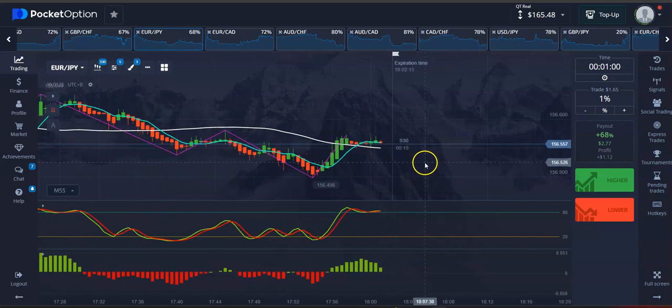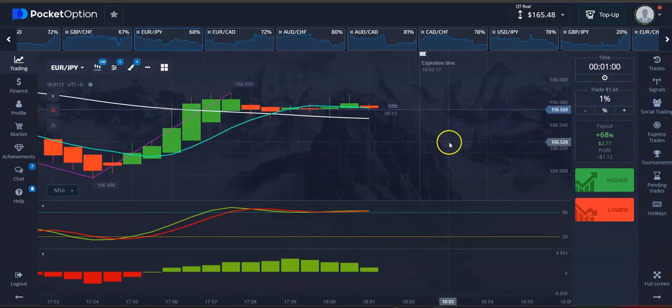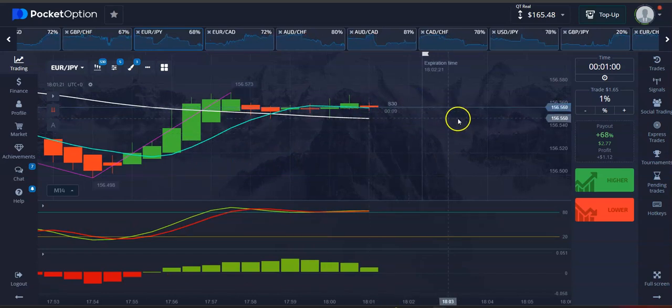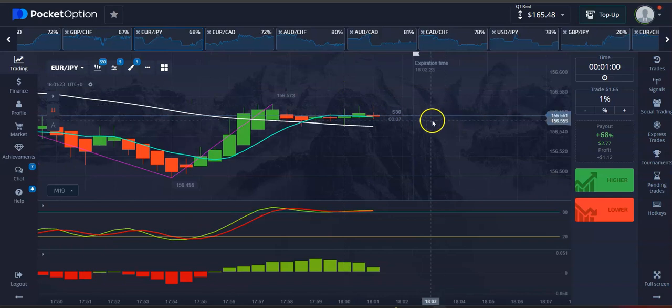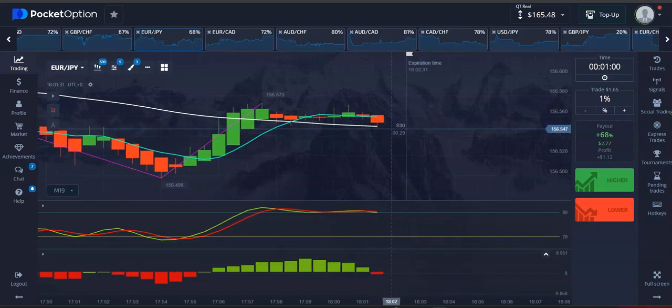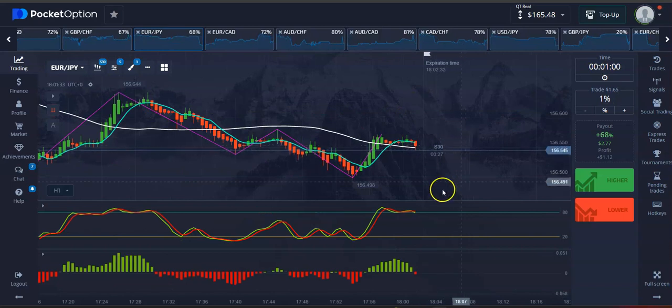So potentially this one will go down. The probabilities for this one to go down are higher than going up, because on a 5-minute chart we can see that we're on a downtrend as well. Volume is decreasing, so we are expecting this one to go down.